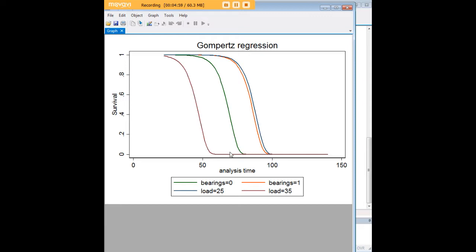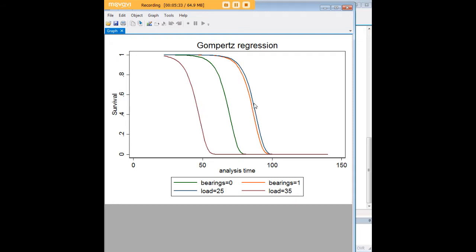So note that this curve over here is for load 35, right? And we see that machines that have a load 35, they start to fail pretty quickly. You can see that up around just a little past day 50 in analysis time, most of those machines will have failed already. We see here with the zero bearings machines, that is the machines that do not have new bearings, they're further out to the right. So they're kind of outperforming the load 35 machines.